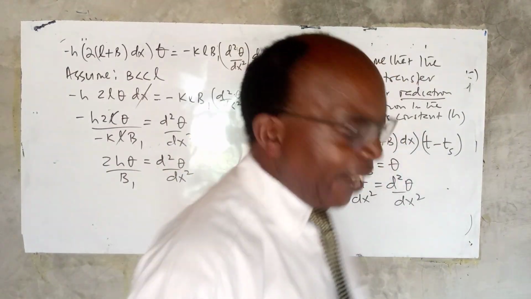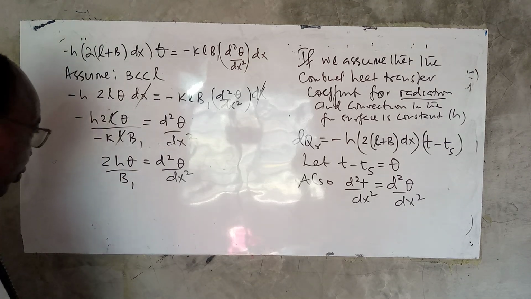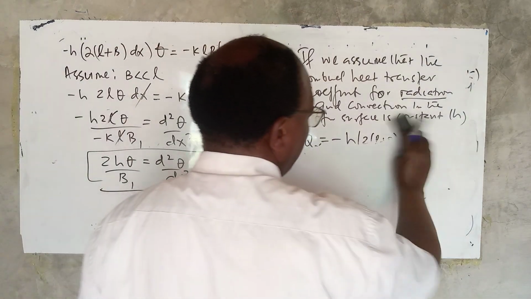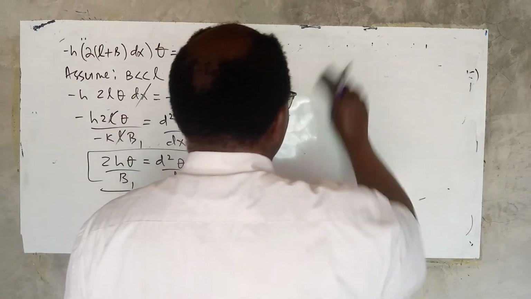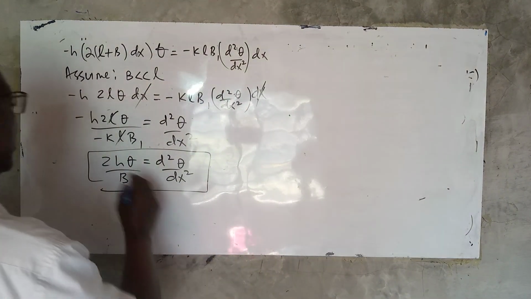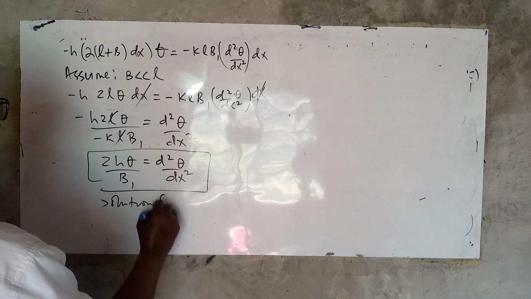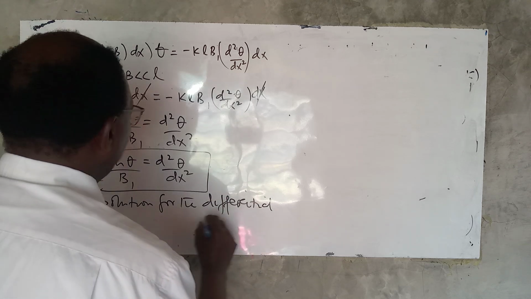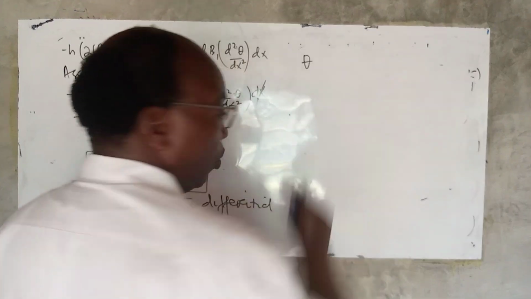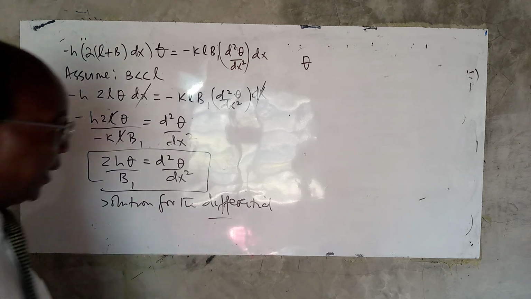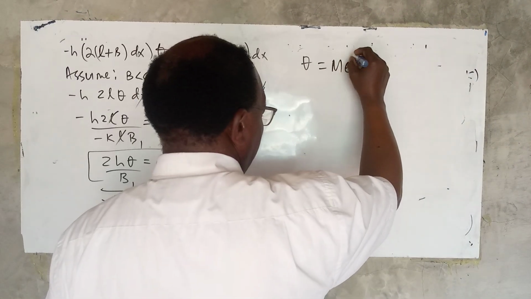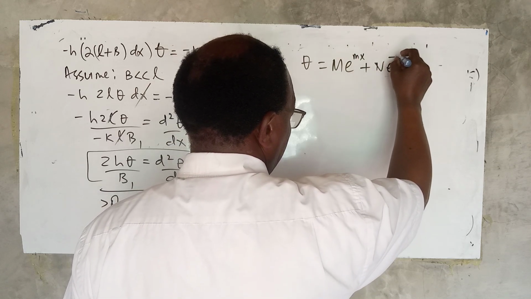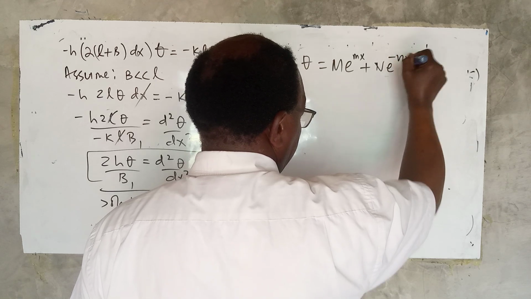If you look at the solution for this particular differential equation in the handbooks, it is very, very simple. The solution for this differential equation is that theta will simply be m e to the mx plus n e to the minus nx.